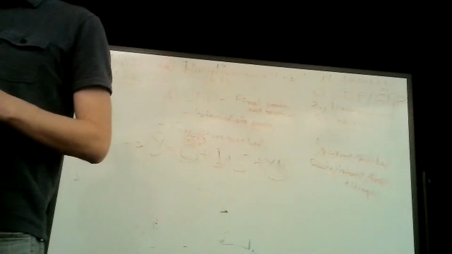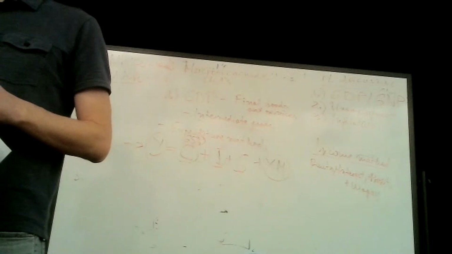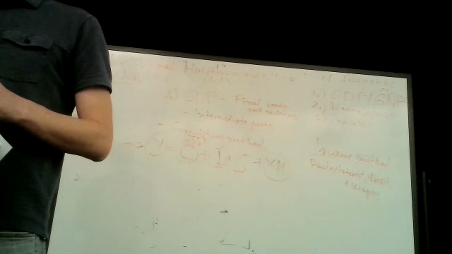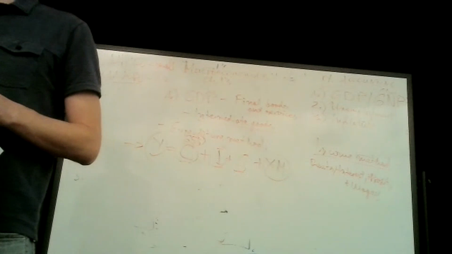So this is one of the reasons why GDP figures tend to underestimate the real economic welfare of a country, because GDP figures do not include the benefits of second-hand trades, second-hand deals.